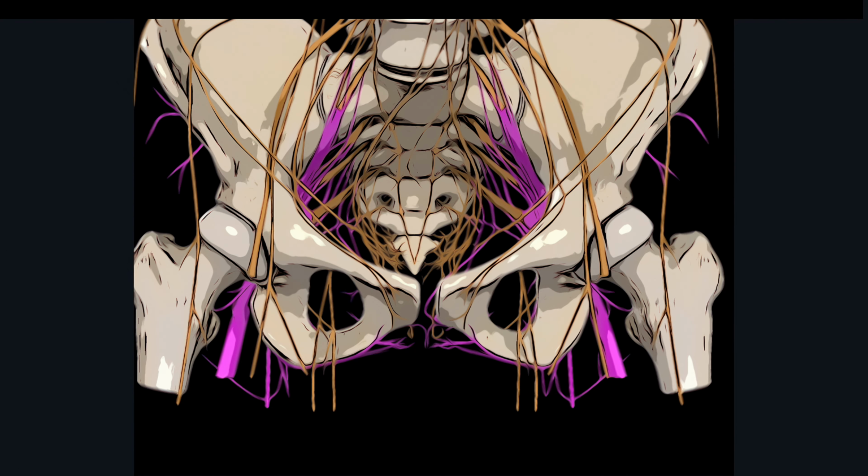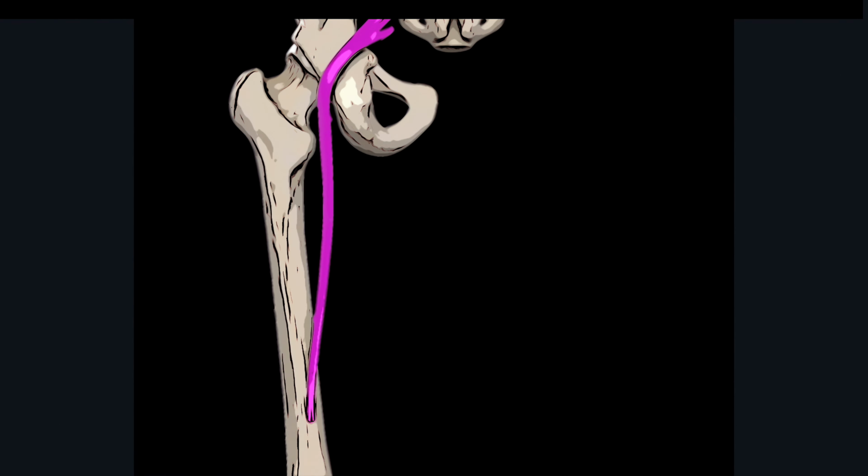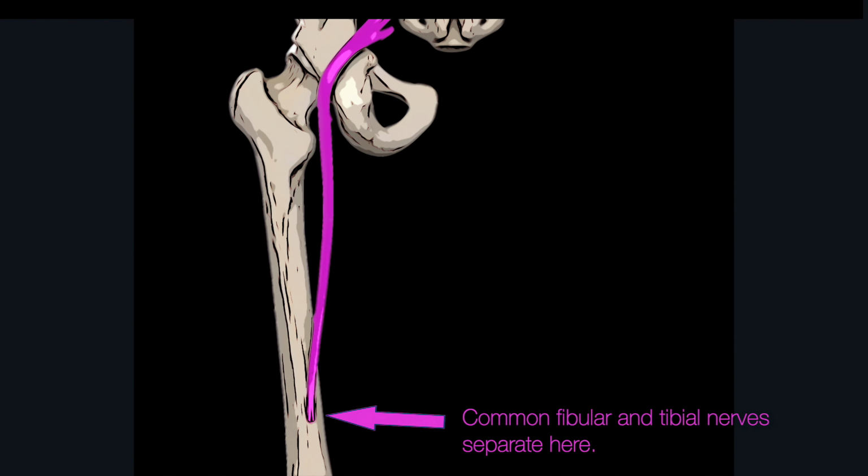From its origin at the lumbosacral plexus, the sciatic nerve travels into the pelvis via the greater sciatic foramen, then inferior to the piriformis, through the gluteal region and into the posterior aspect of the thigh, deep to the biceps femoris. In the thigh, it gives off branches which supply the semimembranosus, semitendinosus, biceps femoris, and adductor magnus muscles. The common fibular and tibial nerves separate from the sciatic nerve in the thigh.